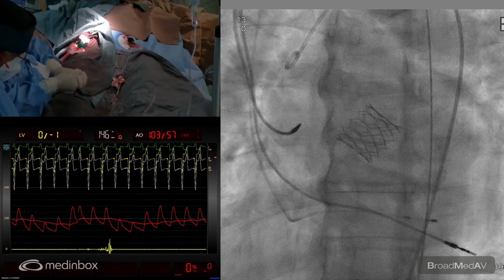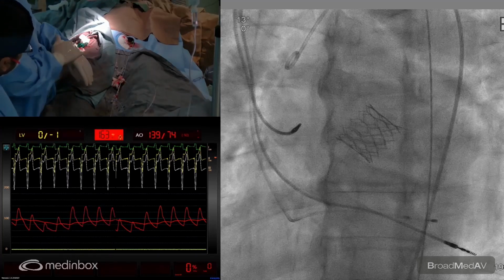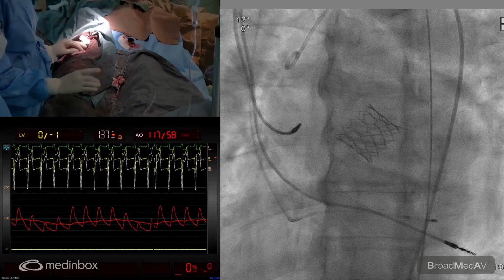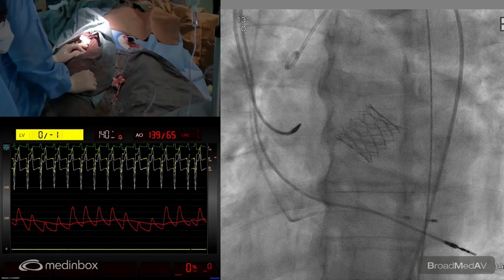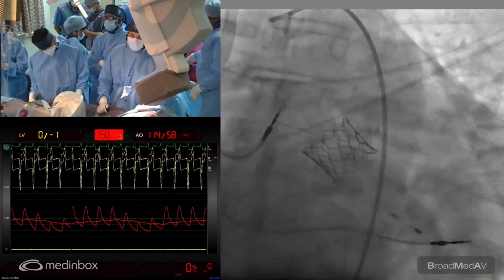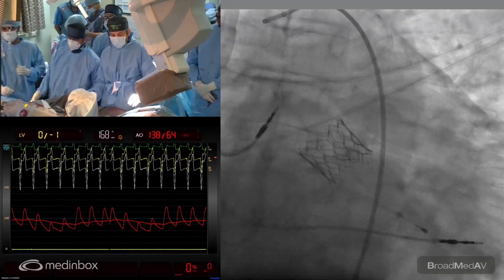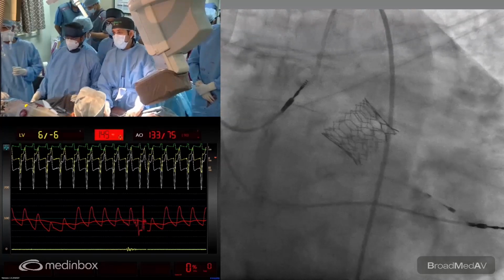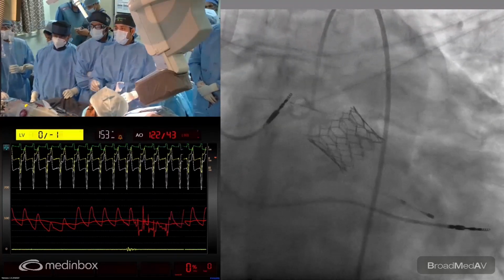It's at minimal support, 0.5, with a pressure of 143 by 79. So there's no AR at all. And now we're going to take a shot to check the coronary alignment, RAO 19, caudal 35, commissural alignment in fluoro.